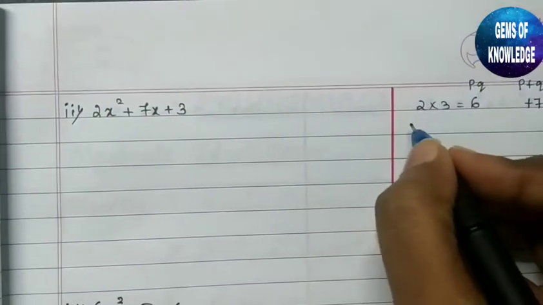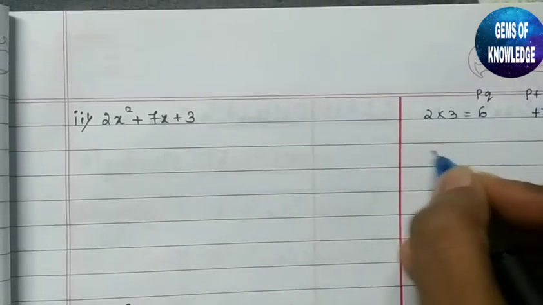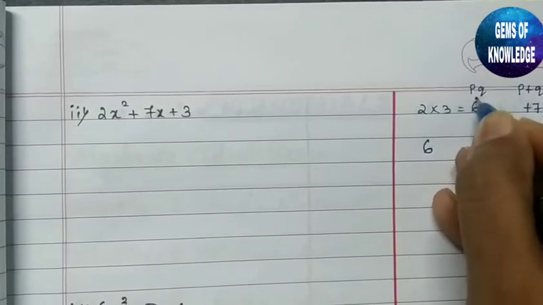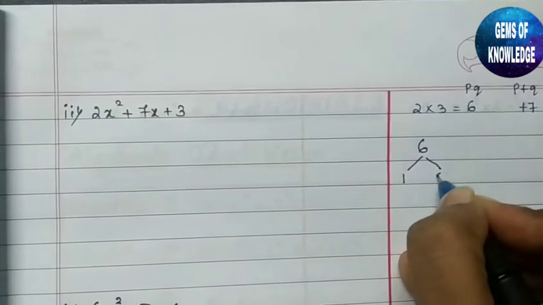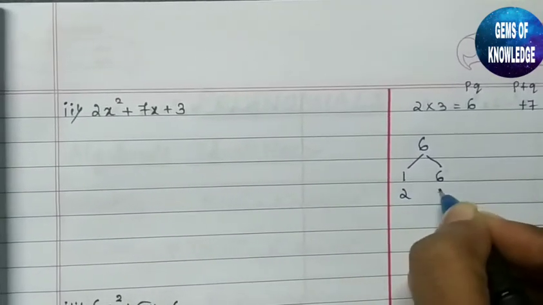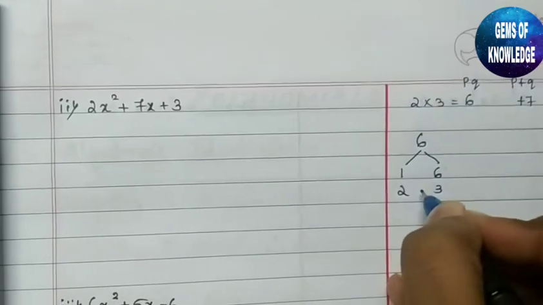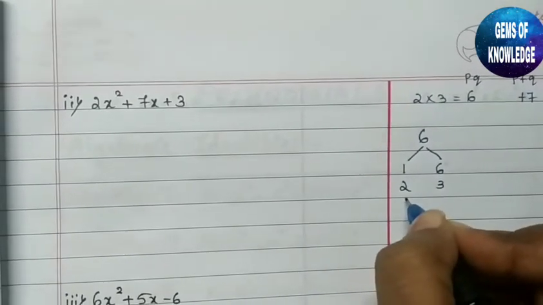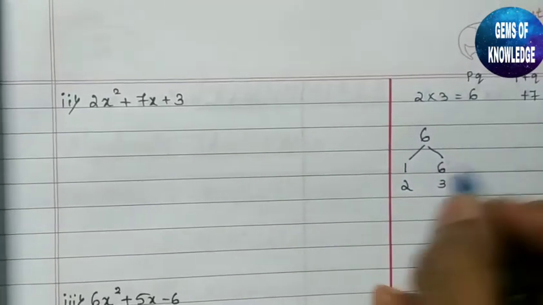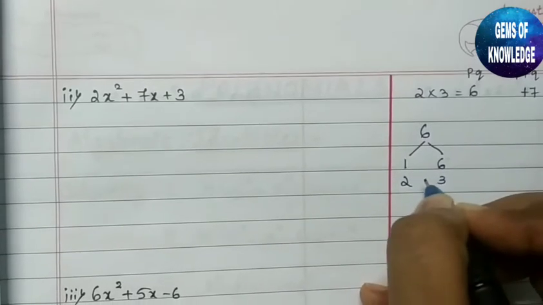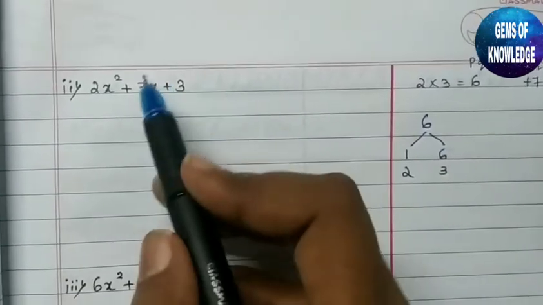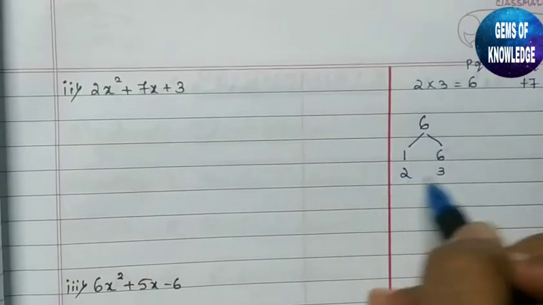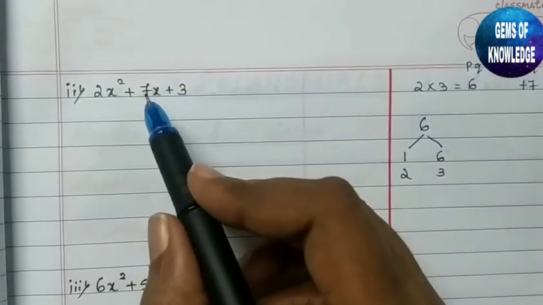Okay, so see, what you need to do, you need to open this 6. 6 can be written as 1 6s are 6, 2 3s are 6, or 3 2s are 6. It will be similar, and you can see 6 1s are 6. So these are the two basic things which you will get for 6. Okay. So now what we need to get, when we add these two terms, we need to get 7.